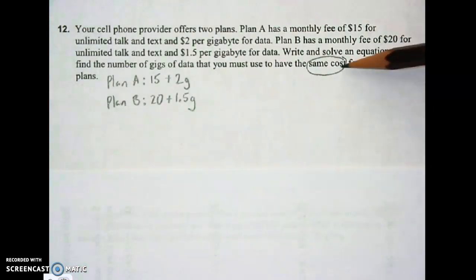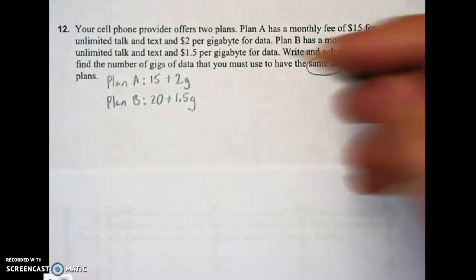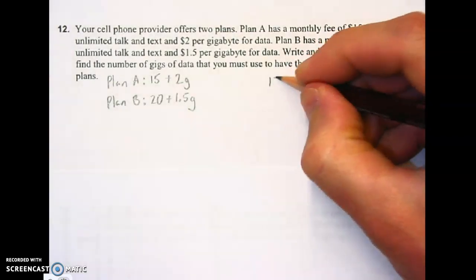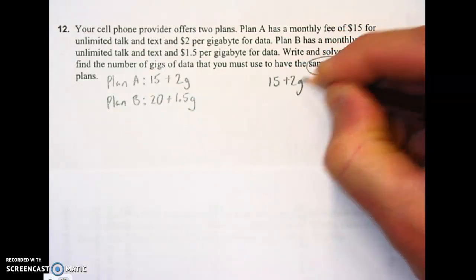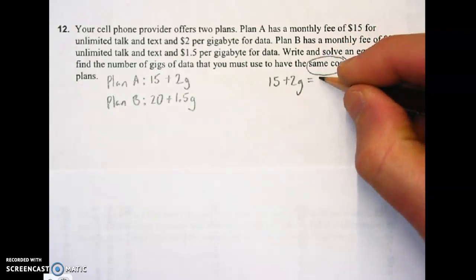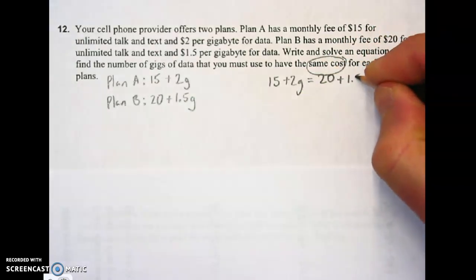I want to know when the phones are going to have the same cost. I want to know when those plans will be equal. So I'm going to take these two pieces, set them equal, and solve for that number of gigabytes. So I'll have Plan A, which is 15 plus 2G. I'm going to set that equal to the Plan B, 20 plus 1.5G.